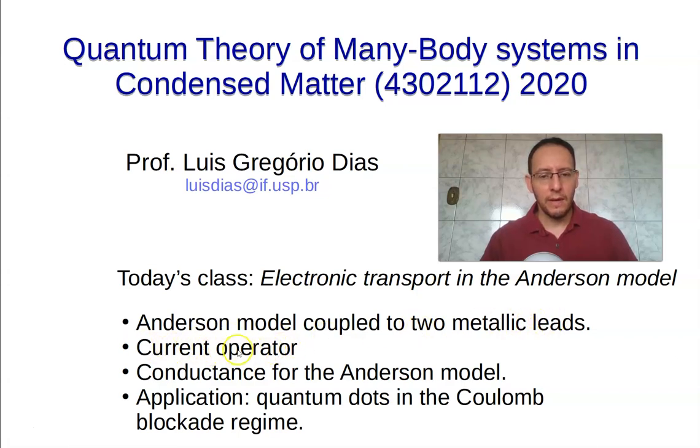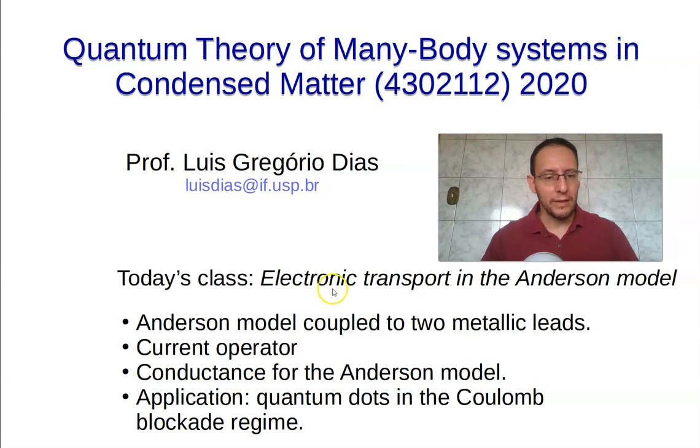Then we're going to discuss the current operator, how we define it, and with that, how can we calculate the conductance for the Anderson model through the current operator, essentially a correlation function between current operators, essentially the current correlation function. And at the end, I'm going to mention an application that we're going to develop more in the next lecture, which is how do we apply the Anderson model to a system of a semiconductor quantum dot in the Coulomb blockade regime. And that as I said, we're going to explore this more in the next lecture.